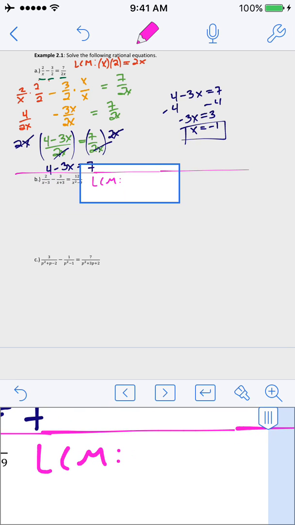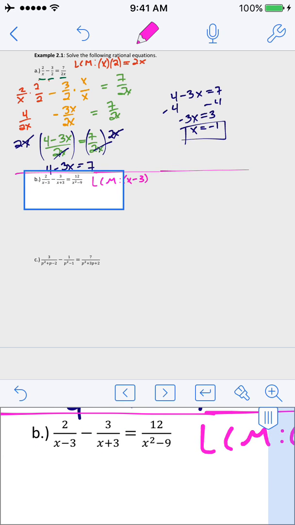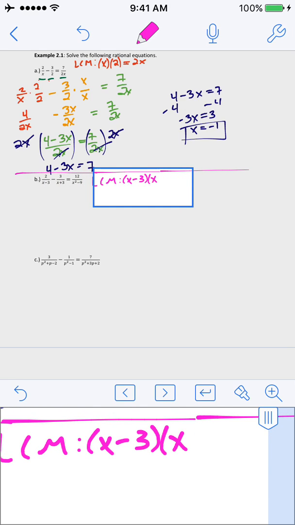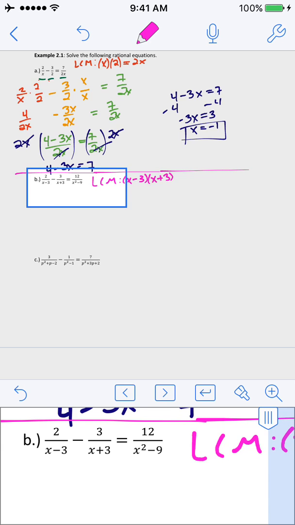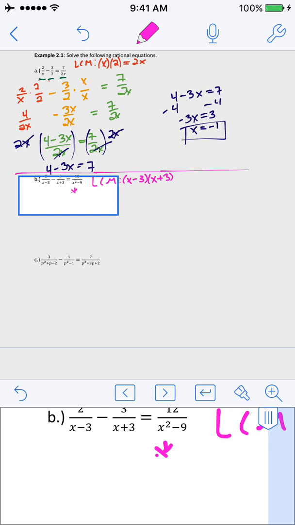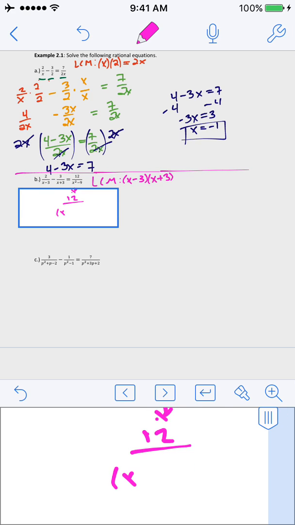Well, the first one has an x minus 3, so I know I'm at least going to need that. The second one has an x plus 3. Remember, that's not the same thing. So this is an entirely different x plus 3. And then if I look closely at this last one, that's going to be the same thing as 12 over x plus 3 times x minus 3 when I factor.